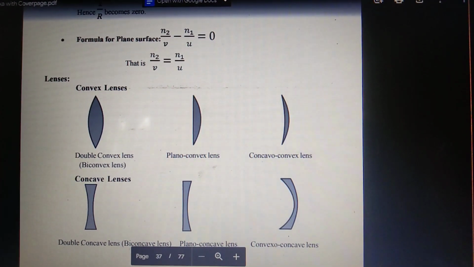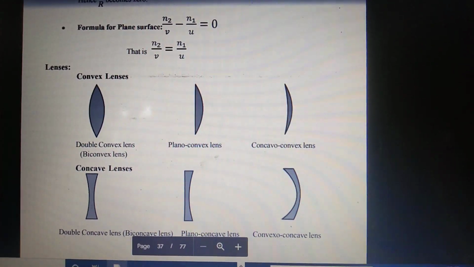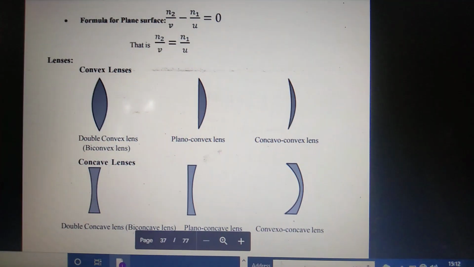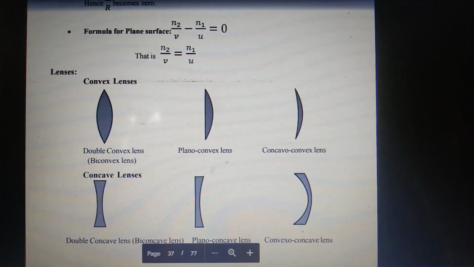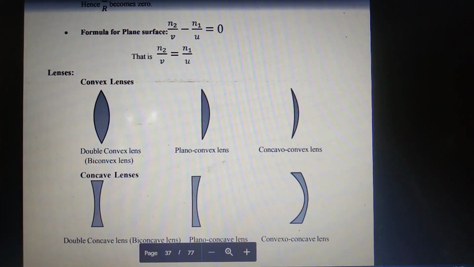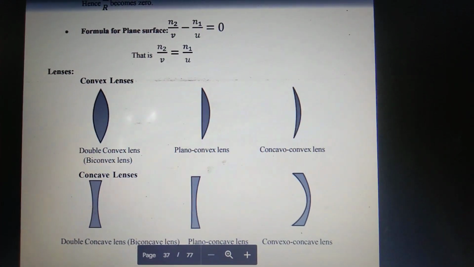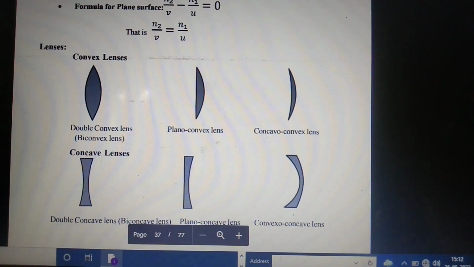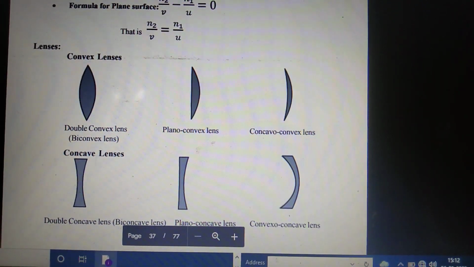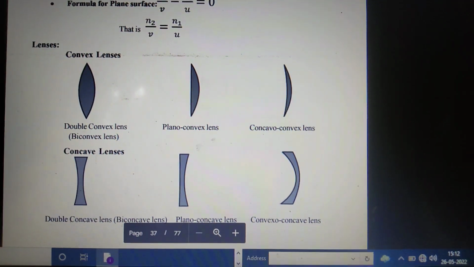Now, lenses are of two types, convex lenses and concave lenses. You can see here double convex lens, plano convex lens, concavo convex lens, and also concave lens, double concave lens, plano concave lens, and convexo concave lens. Okay children.